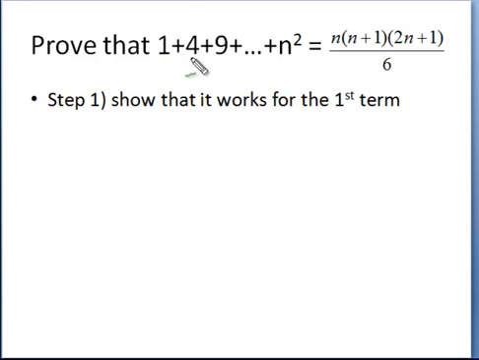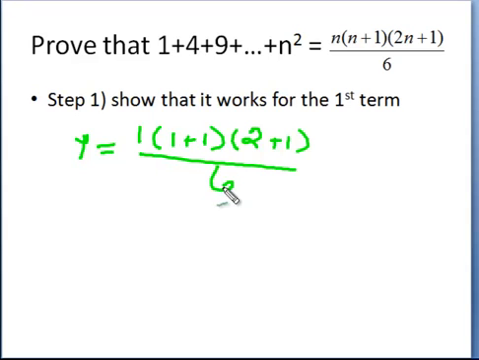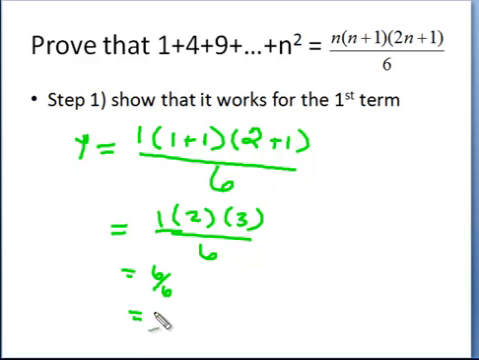Let's prove that 1 plus 4 plus 9 up to n squared is equal to n times n plus 1 times 2n plus 1 divided by 6. The step 1 is always to show that it works for the first term. So our first term is 1. N is 1 times 1 plus 1 times 2 times 1 is 2 plus 1 divided by 6. So this equals 1 times 2 times 3 divided by 6. 1 times 2 times 3 is 6 divided by 6, which is 1. So it works for the first term.